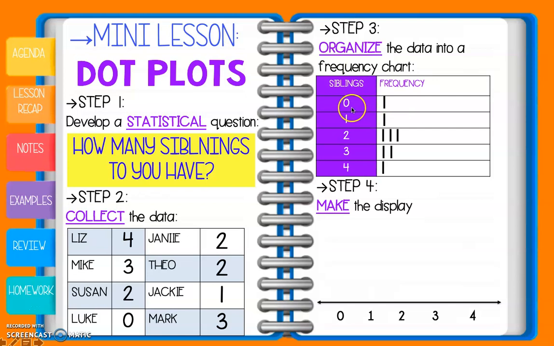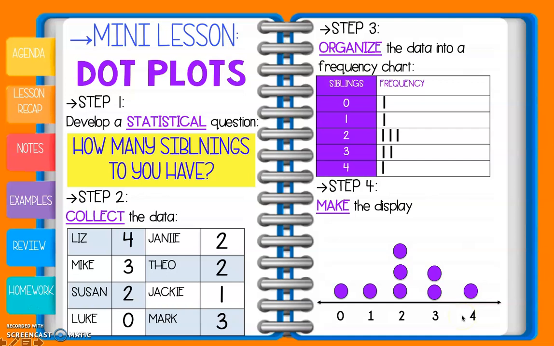So my first one has a 1 in the 0, so I'm going to draw 1 dot. Okay, my 1 has 1 tally mark, so I'm also going to draw 1 dot. My 2 has 3 tally marks, so I'm going to draw 3 dots to represent the 3 people that had 2 siblings. Now, notice all of my dots are the same size and they are equally distanced apart. 3 siblings has 2 dots, 2 people had that, and then 4 siblings has 1 dot.